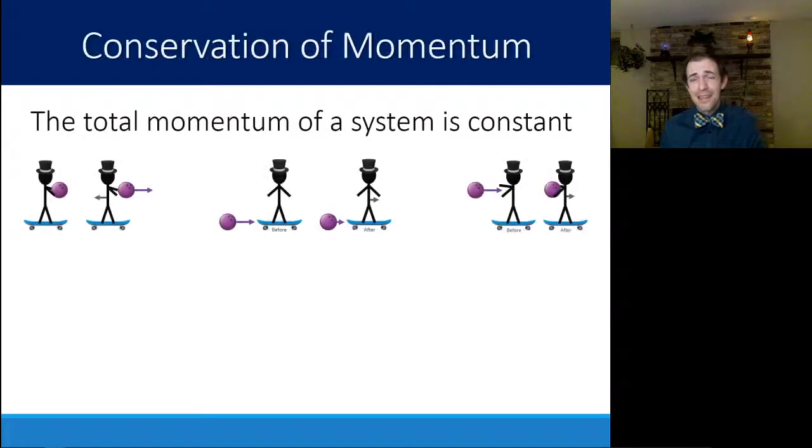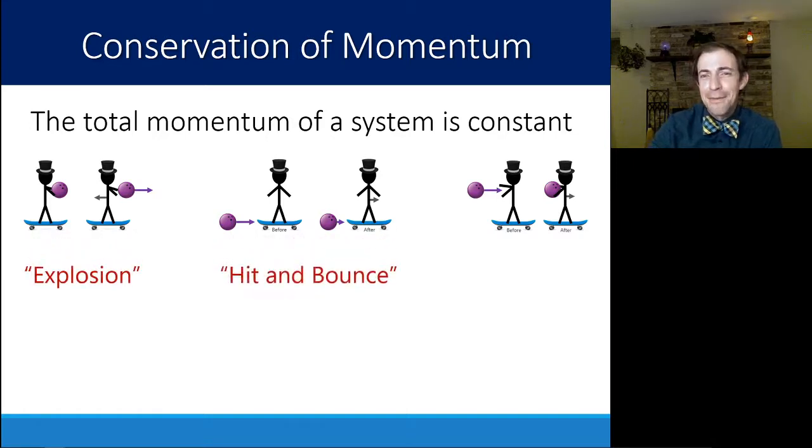You have two objects individually that have their own momentum, own velocity, and then end up with one unified object that has a final velocity together. So you need to be able to parse out which of these three scenarios you have. Is it an explosion? Is it a hit and bounce? And is it a hit and stick?